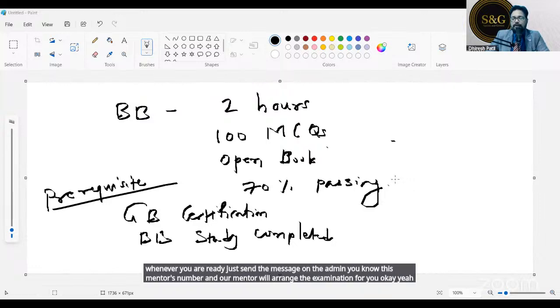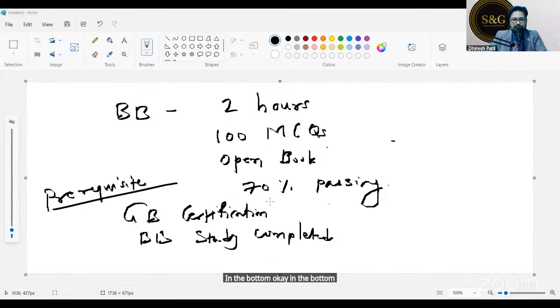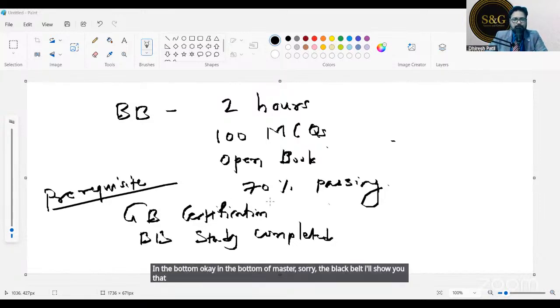The model question paper is there already at the bottom. At the bottom of the black belt page, I'll show you that.